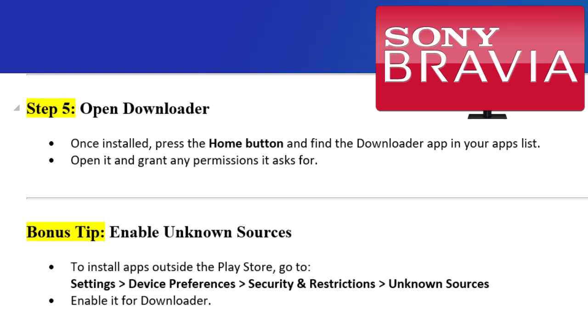Bonus tip: enable unknown sources. To install apps outside the Play Store, go to Settings, Device Preferences, Security and Restrictions, Unknown Sources. Enable it for Downloader.